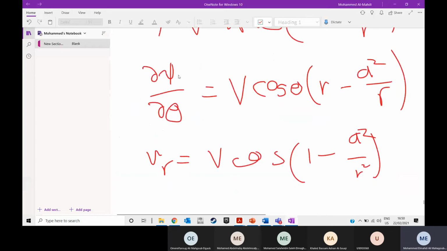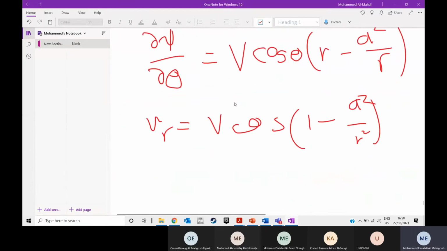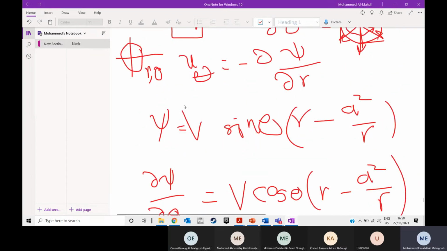Directly apply them, without thinking. Partial psi by partial theta, we got it. And then multiply by 1 over R, because the law has 1 over R multiplied. When we multiply by 1 over R, the R here will be gone, and here it will be R squared. This is the expression for UR. Done.